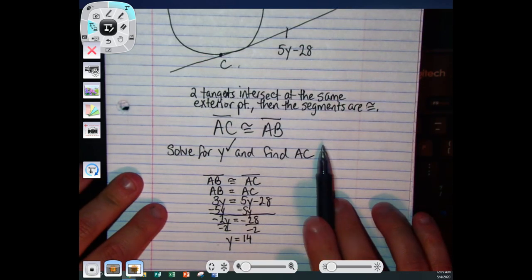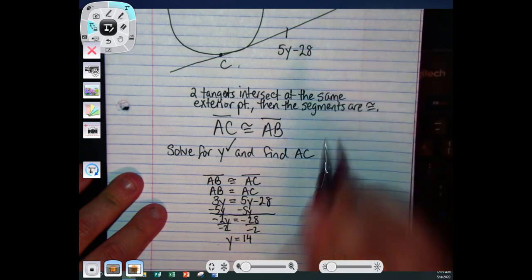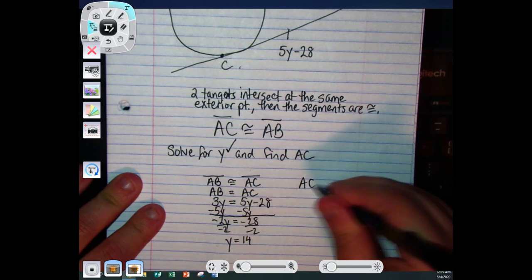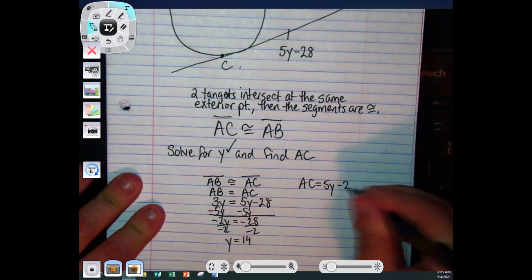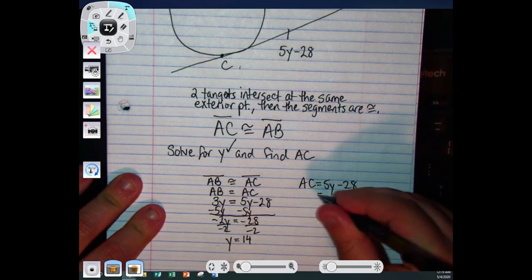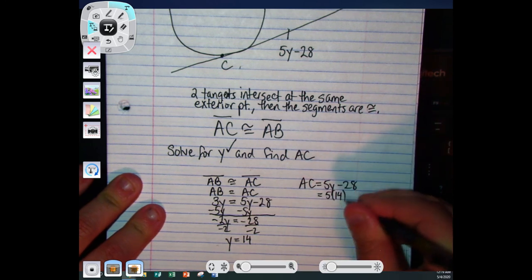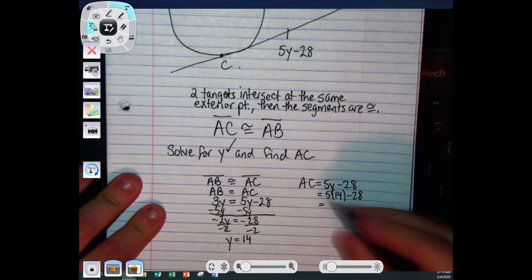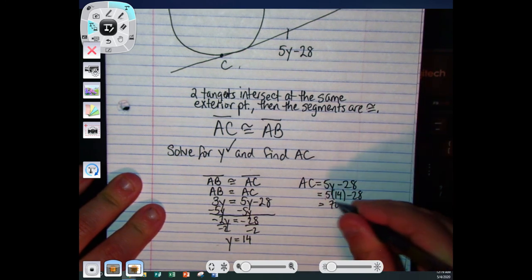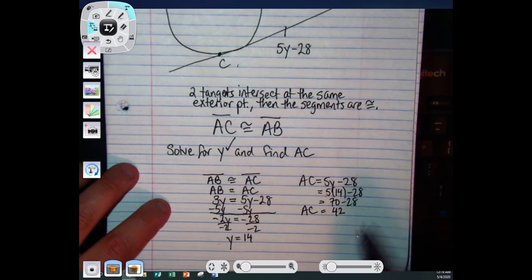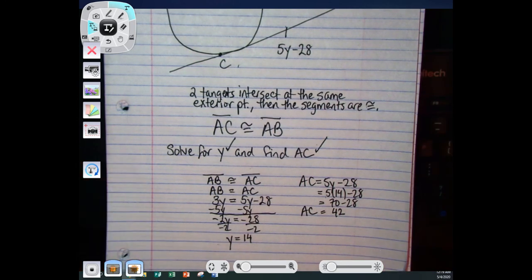Now we've got to do the second part. So now we have to find AC. So we know from here that AC is equal to 5y minus 28. So we set that up. We know that y is equal to 14. So we substitute that in. So 5 times 14 minus 28, we use order of operations. So 5 times 14 is 70, and we do 70 minus 28 to get 42. So therefore, the length of AC is 42. Check. We have done the second part.